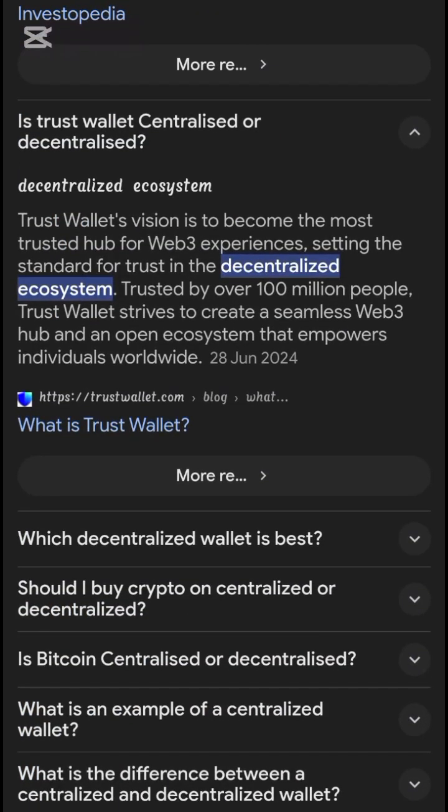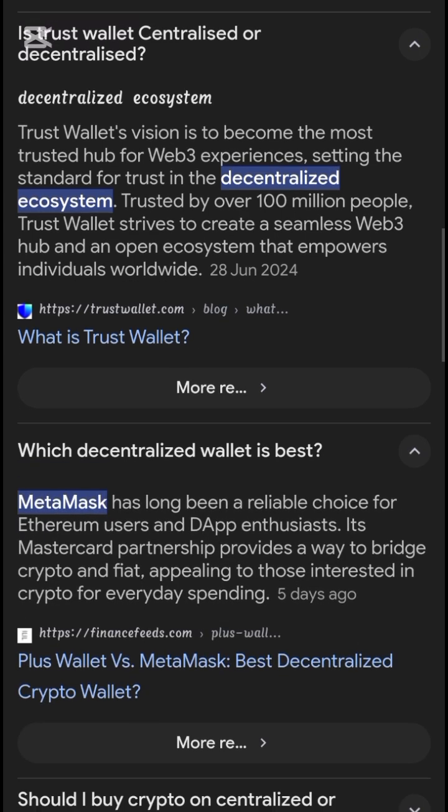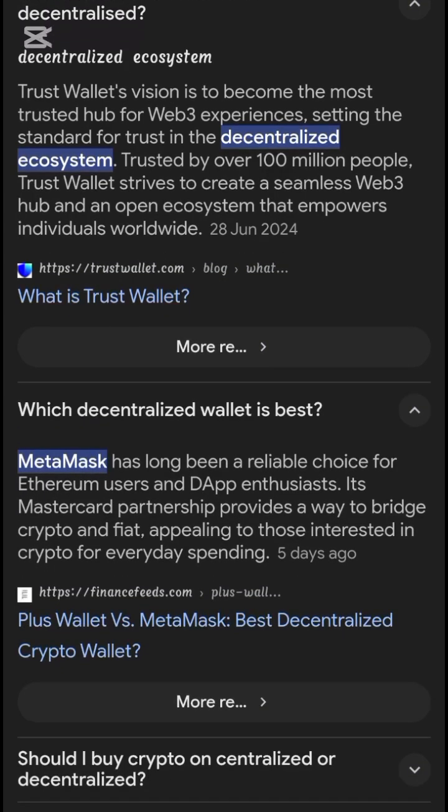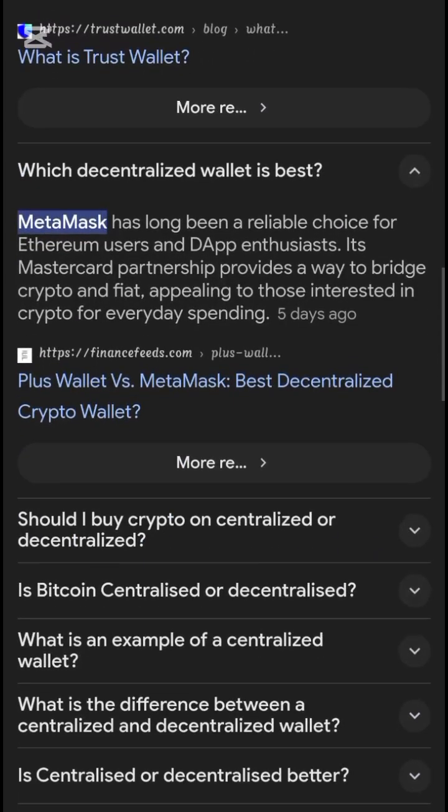Which decentralized wallet is best? The answer: MetaMask has long been a reliable choice for Ethereum users and DApps. Its MasterCard partnership provides a way to bridge crypto and fiat, appealing to those interested in crypto for everyday spending.